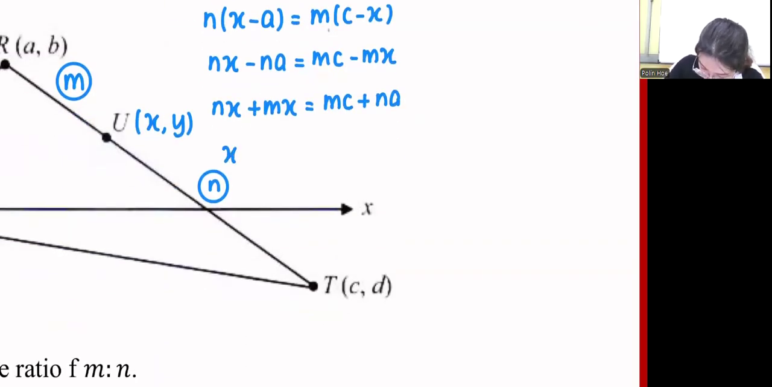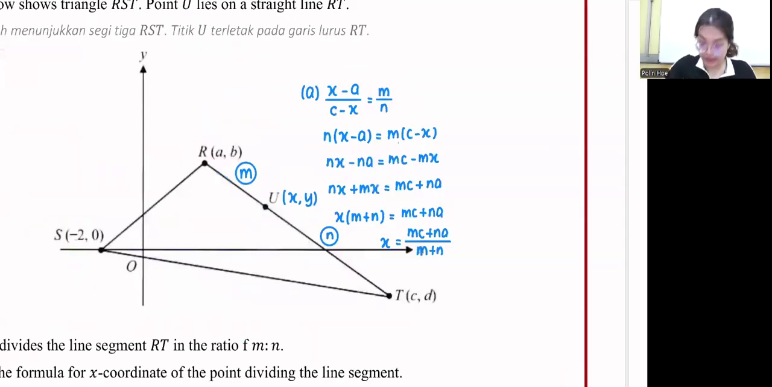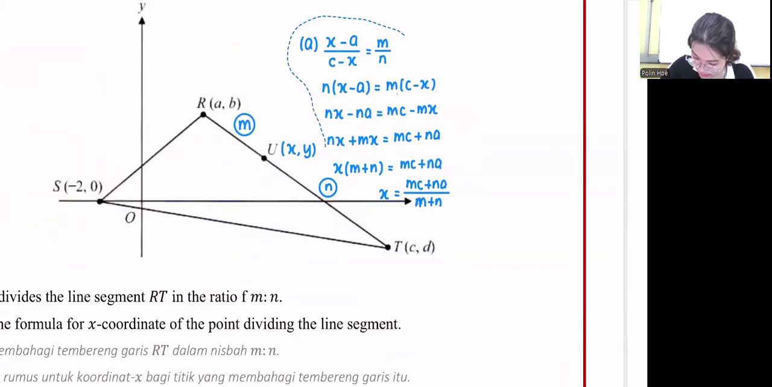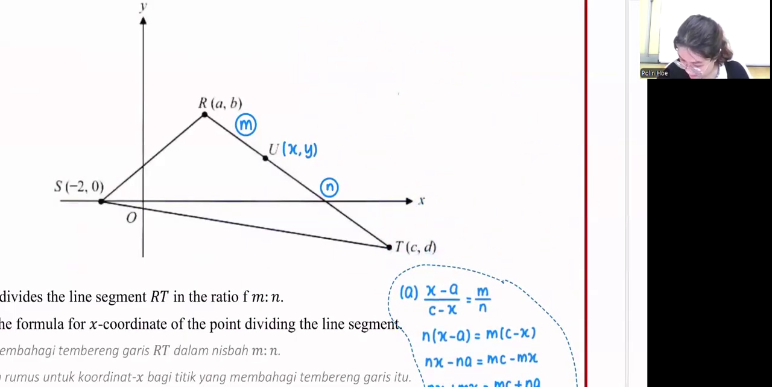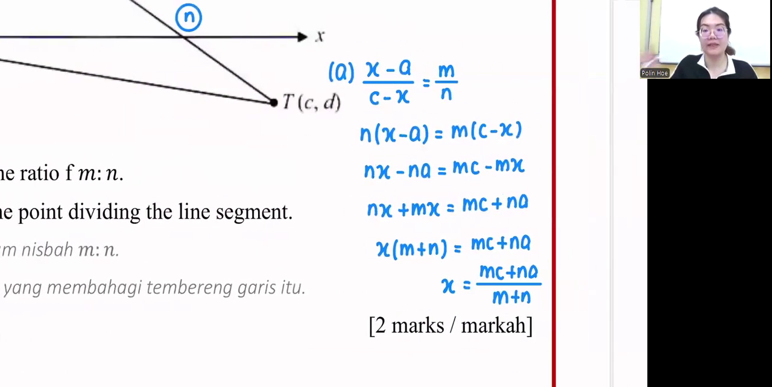This part, I factorize x out. I just write it in alphabetical order. I get mc plus na. So to get x, I just divide it down. x equals (mc plus na) over (m plus n). Yeah, just like that. Let me move it to this part. Okay. Here you go.